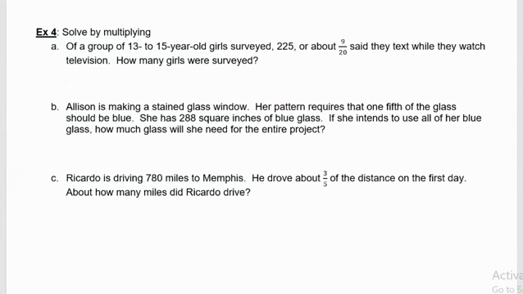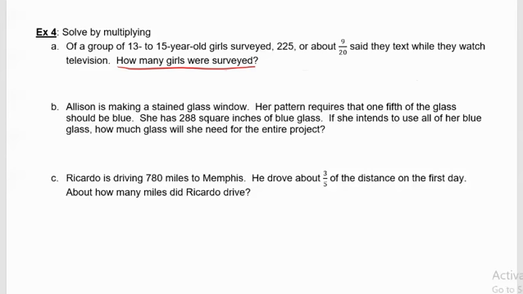Okay, we can also solve real-world equations by writing equations and then solving those. So of a group of 13 to 15-year-old girls surveyed, 225, or about 9/20ths, said they text while they watch television. How many girls were surveyed? So when I solve word problems, I want to go ahead and read the problem through and then figure out what it's asking me to find. So what it's asking me to find is how many girls were surveyed. So the total number of girls surveyed.